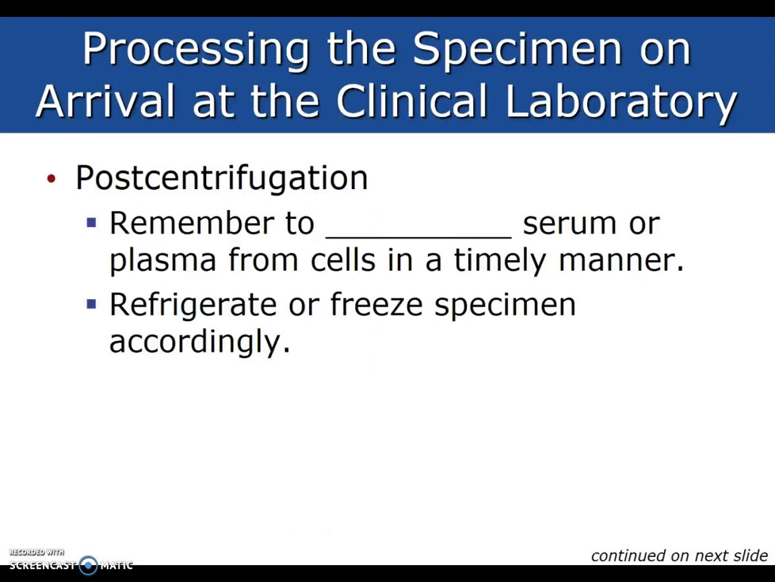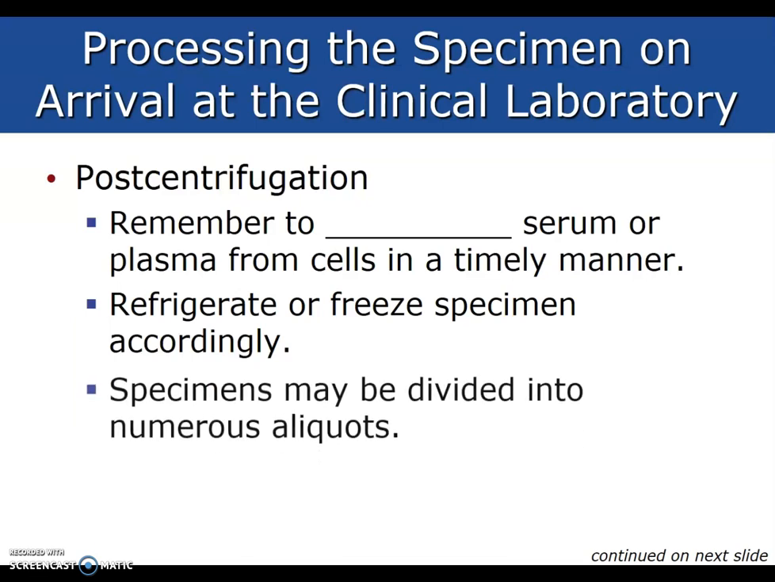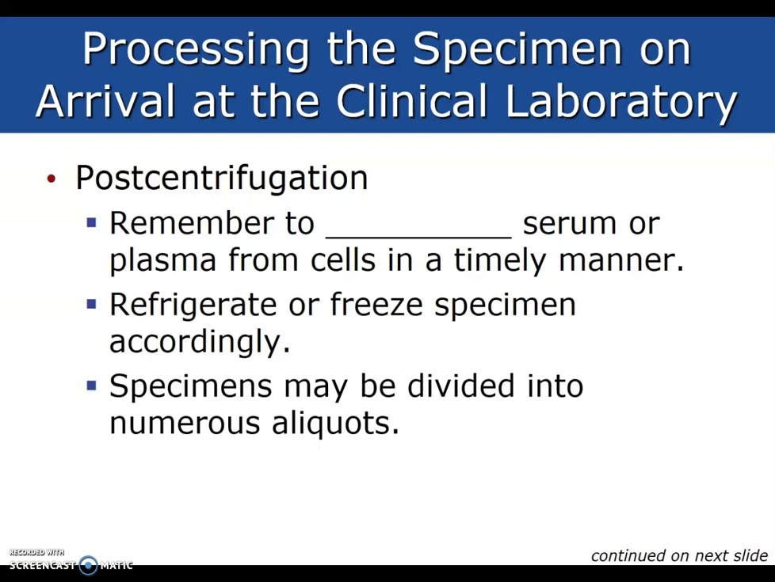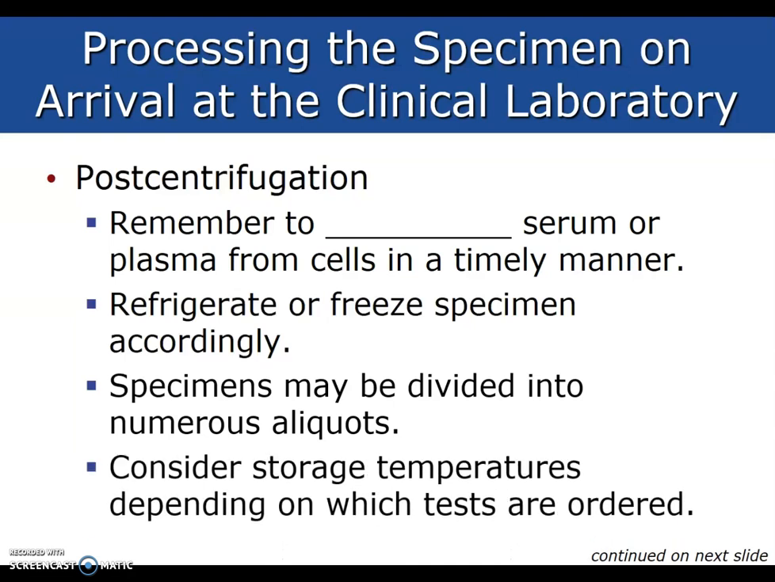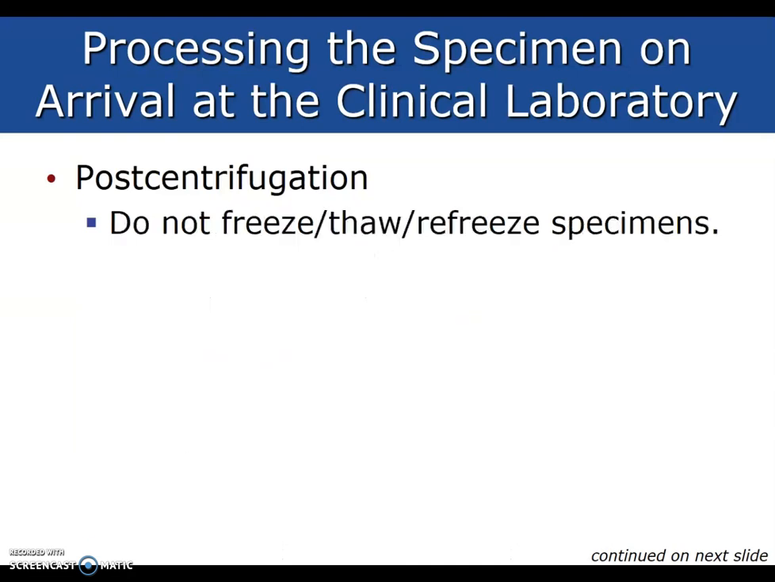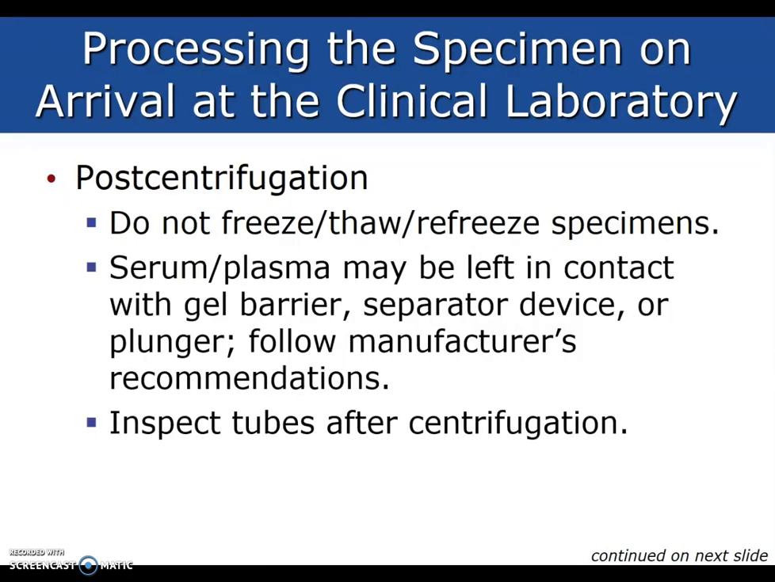Post-centrifugation, remember to separate serum or plasma from cells in a timely manner. Refrigerate or freeze specimens accordingly. Specimens may be divided into numerous aliquot tubes, and I will show you this in class. Post-centrifugation, we do not freeze, thaw, or refreeze specimens, and serum or plasma should not be left in contact with the gel barrier, separator device, or plunger. We're going to inspect tubes after centrifugation to determine that the tube is appropriate.